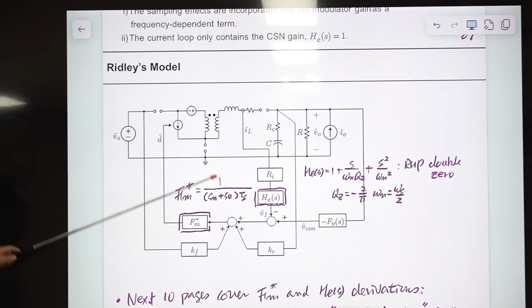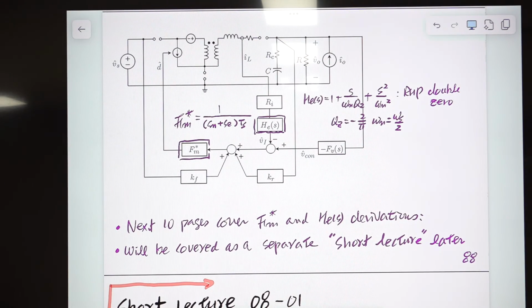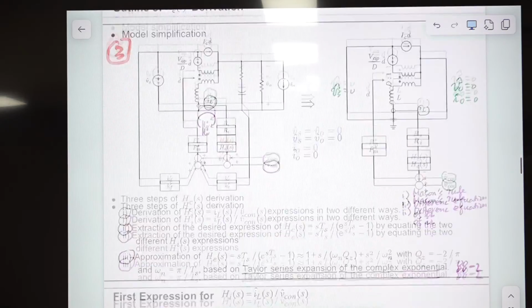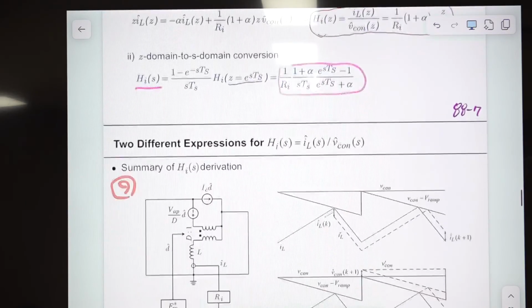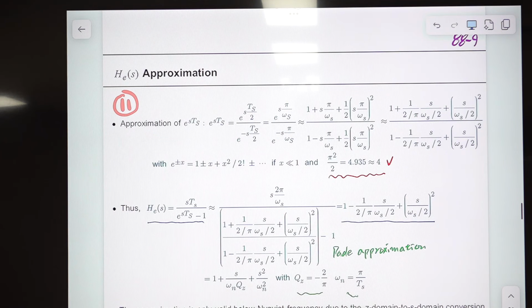The derivation of this is shown in the next 10 pages. Last night I uploaded the derivation, but now we skip it. Later on we will have a short lecture. This is the detailed procedure of the derivation. It's very long and tedious, not difficult, but it requires patience and some minor skill and something dishonest.